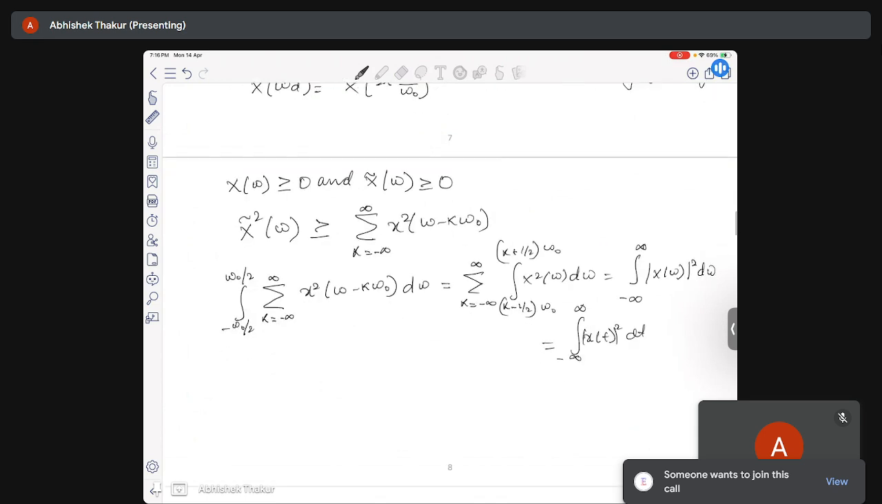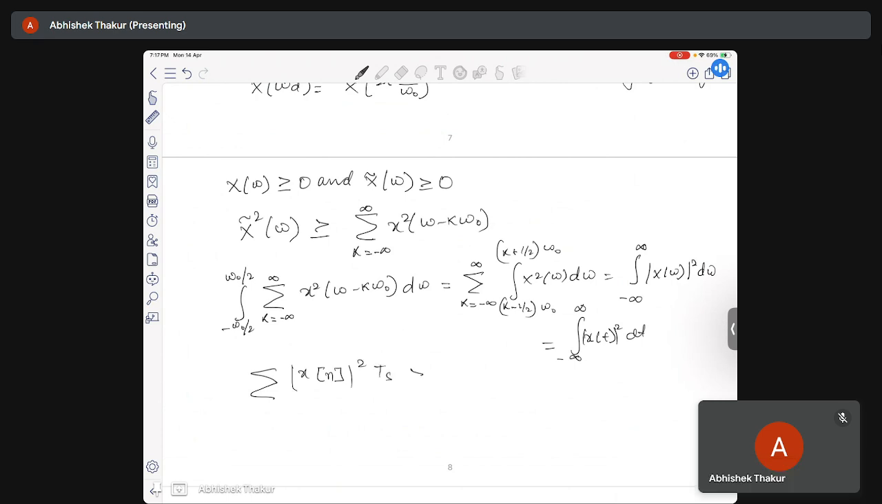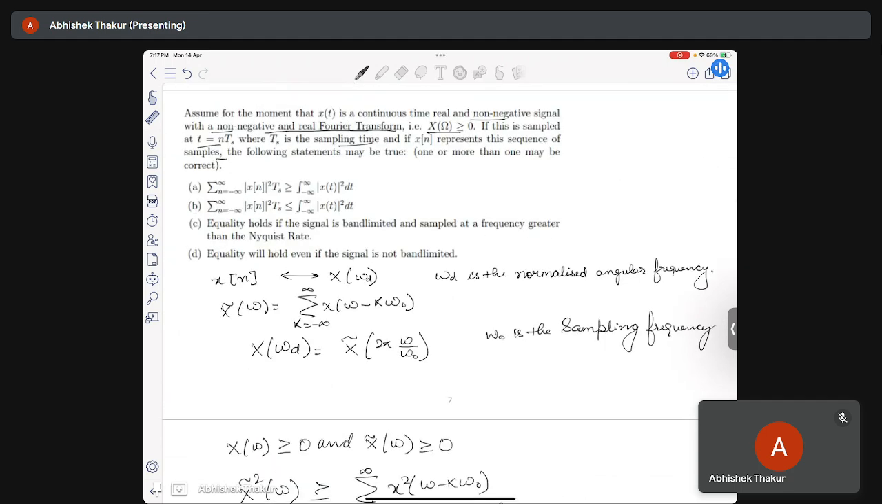So using this we can write summation of mod square of x of n Ts is greater than or equal to the integral of mod of xt square dt. Here n is equal to minus infinite to plus infinite. So option A is correct and option B is automatically incorrect.